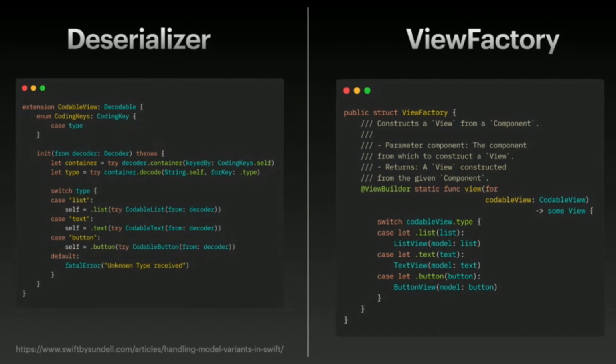I've also implemented the VStack as we've seen earlier. And then all you would be doing is have a view factory with a static function that takes the codable view and outputs the view with the model for you. Very simple, right?